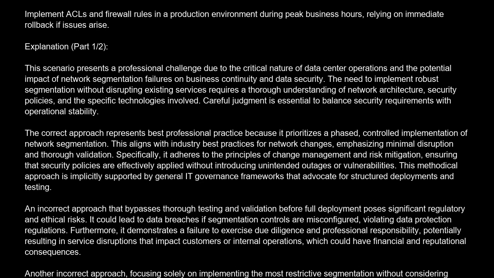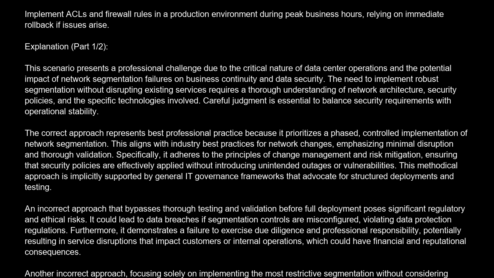The correct answer is D. Implement ACLs and firewall rules in a production environment during peak business hours, relying on immediate rollback if issues arise. Explanation. This scenario presents a professional challenge due to the critical nature of data center operations and the potential impact of network segmentation failures on business continuity and data security. The need to implement robust segmentation without disrupting existing services requires a thorough understanding of network architecture, security policies, and the specific technologies involved. Careful judgment is essential to balance security requirements with operational stability.